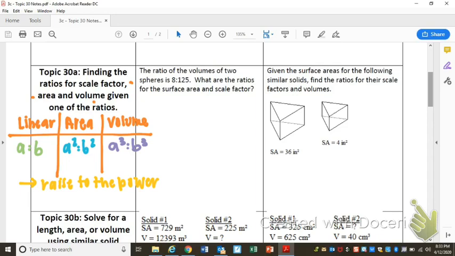So we're going to raise it to the power of whatever we're ending with. Okay? And then, if we moved backwards when we were doing special right triangles, we would divide. But now, if we move backwards, we're going to take the root of whatever we started with.